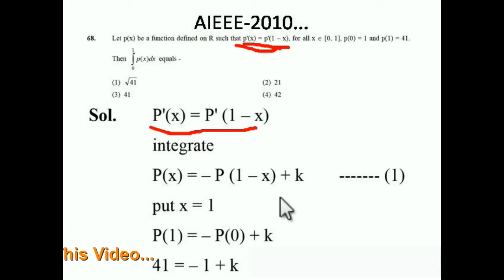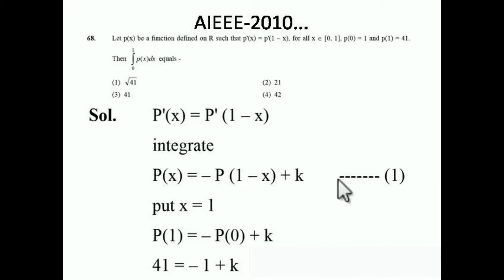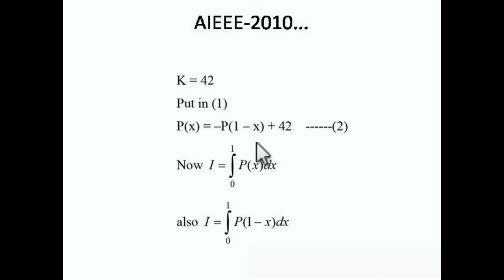Now we all know this. If I put x is equal to 1 here, we have the condition p of 1 is equal to 41. So x is equal to 1 here. So p of 1, and here it becomes p of 0. Okay, p of 1 we have 41, p of 0 we have 1, and k here. So what is the value of k? K is 42. So we have the value of k, that is 42. Now put this 42 in equation number 1. So we have p of x is equal to minus p of 1 minus x plus 42. So we have this equation. This is a very important equation.